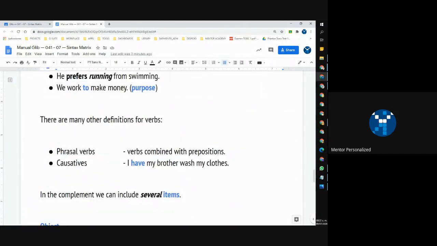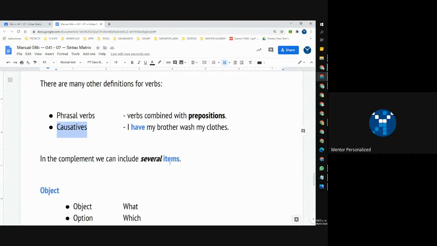And we have different verbs like phrasal verbs. Phrasal verbs, which are verbs combined with prepositions. For example, how do you say sentarse in English? Sit. Very good. But the complete expression is sit down. You need a preposition there. Sit down. Very good. And you have another group of verbs which are called the causatives.